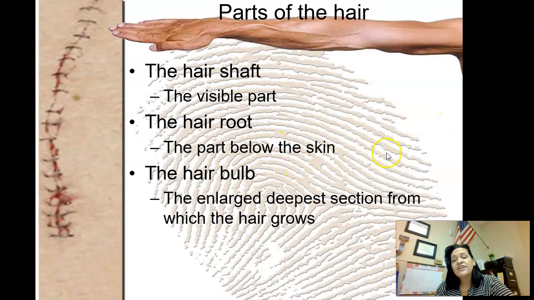Parts of the hair: you have the hair shaft, which is the visible part that sticks up here. You have the hair root, which is the part below the skin. And the hair bulb is the deepest section, where the hair grows out of.